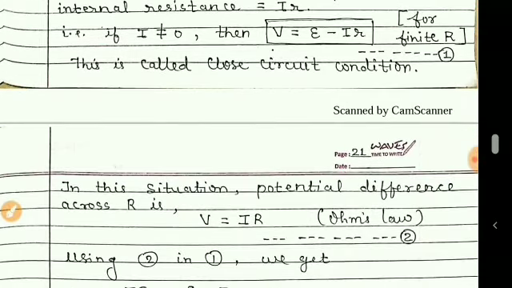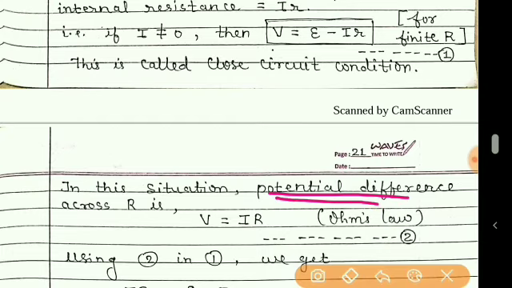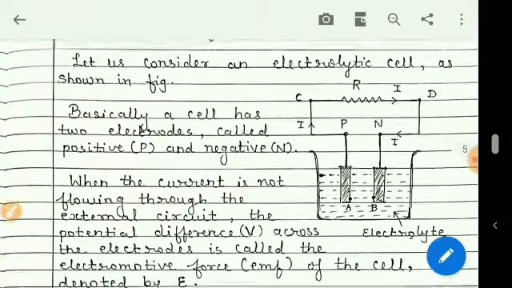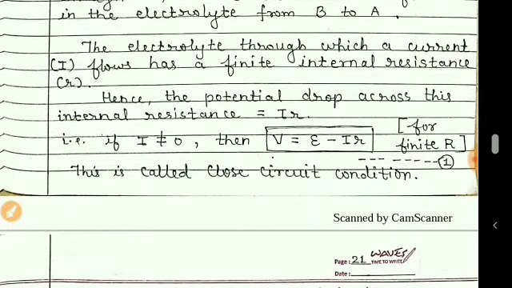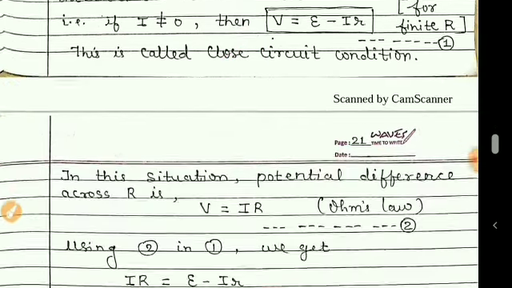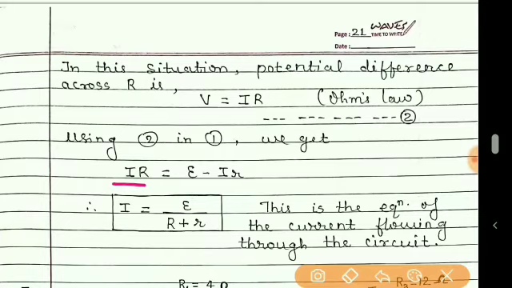Now in this situation, the potential difference across resistor R will be V is equal to IR, because we know that the current I flows through resistor R. Using this V is equal to IR in equation 1, what will we get? We will get IR is equal to epsilon minus I small r.